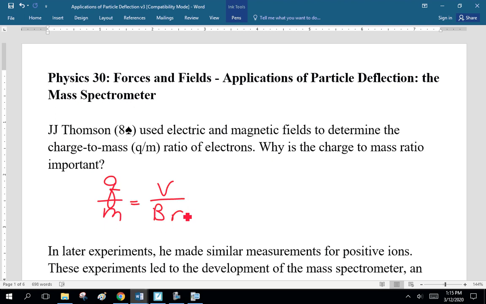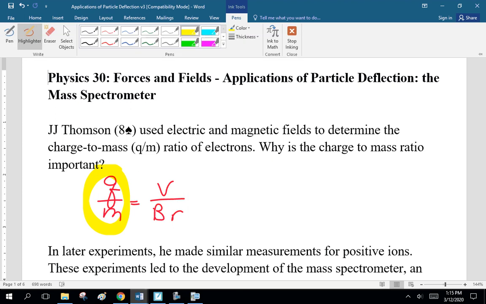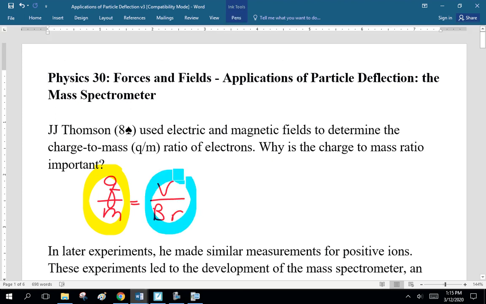Now, here's something I want you to note. Can we measure the velocity of stuff easily? Yes. Can we measure the magnetic field? Yeah, well, if we're making it, yeah. Can we measure the radius of something moving in a magnetic field? Yes. Is it really easy to measure the mass of electrons and protons? Is it really easy to measure the charge of electrons and protons? No. So what he was doing here is, charge and mass are hard to measure, but velocity, magnetic field, and radius are easy.